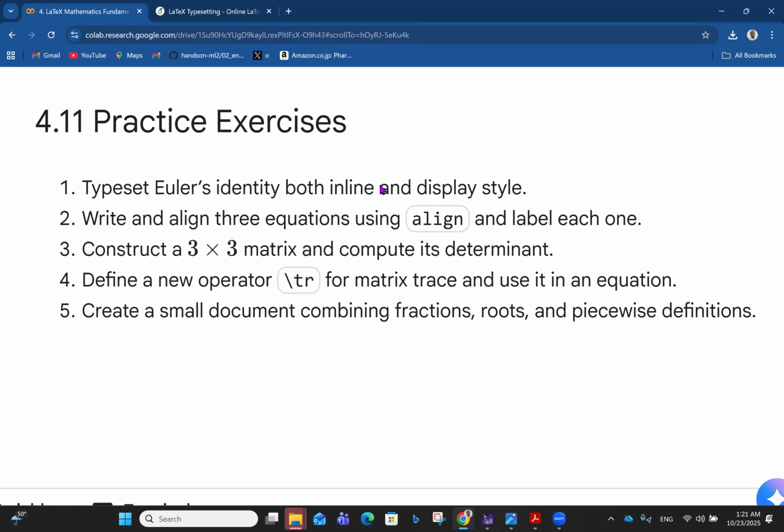Keep doing maths right. In the next video, I'll be talking about some more maths things like some general maths operators and all that. So watch out for that.